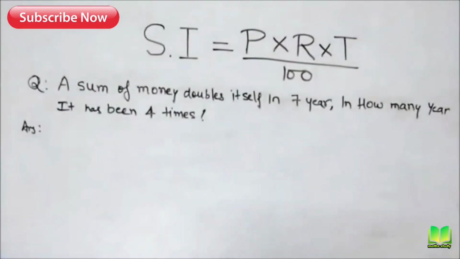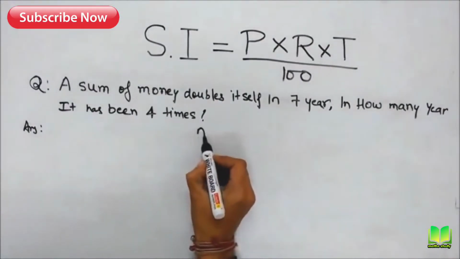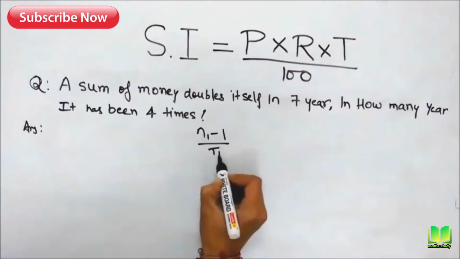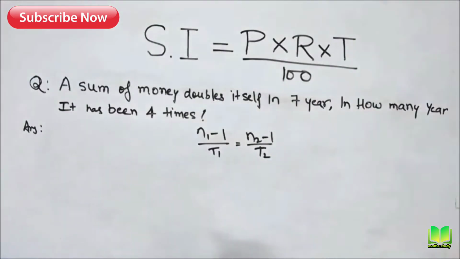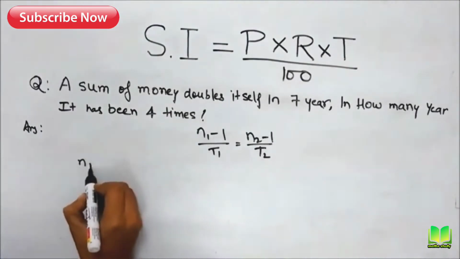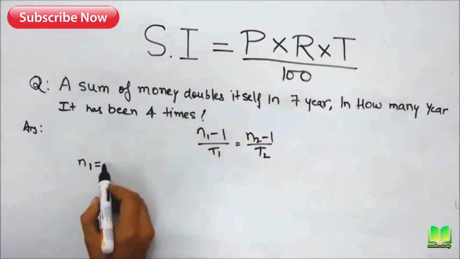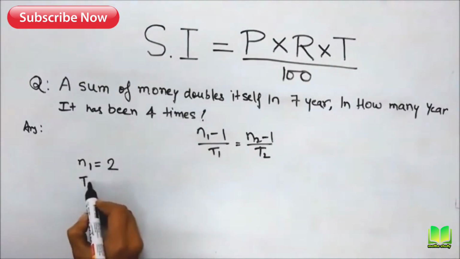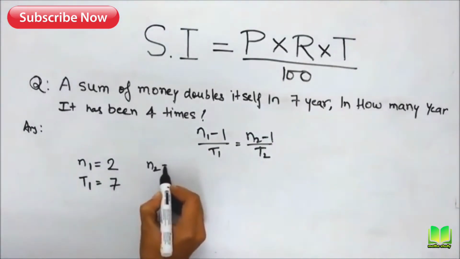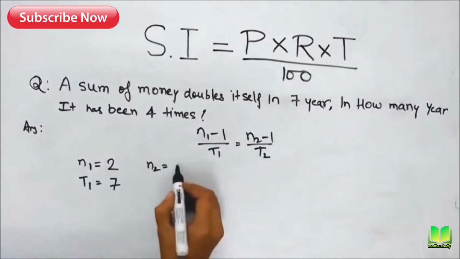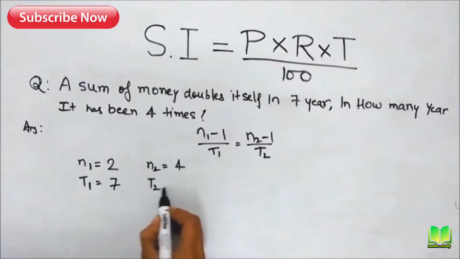Same question using a short trick method, and the short trick method is (n1 minus 1) upon t1 is equal to (n2 minus 1) upon t2. Here n is the number of times money doubles, triples or becomes 4 times and so on, and here t is the number of given years. So we put the values here. N1 is the money doubles, so 2, and t1 is the number of years in the first part of this question, that is 7, and n2 is the number of times money becomes 4 times, that is n2 becomes 4, and here t2 we have to find.